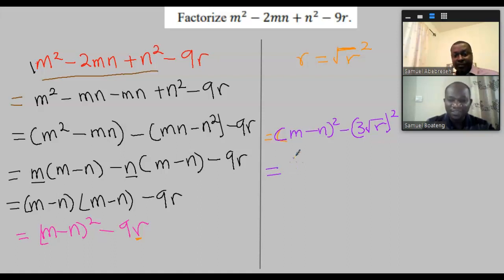So applying difference of two squares, we have m minus n minus 3 root r in one bracket. Let's close it. Another bracket, m minus n plus 3 root r. Close it.